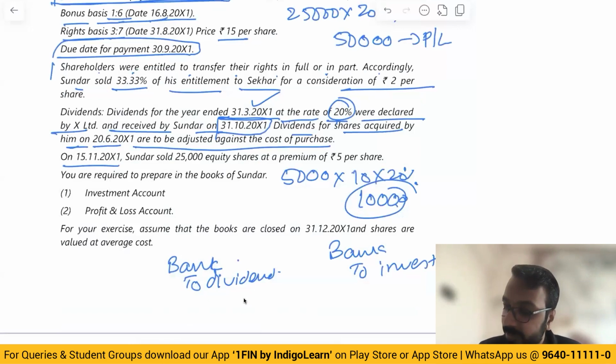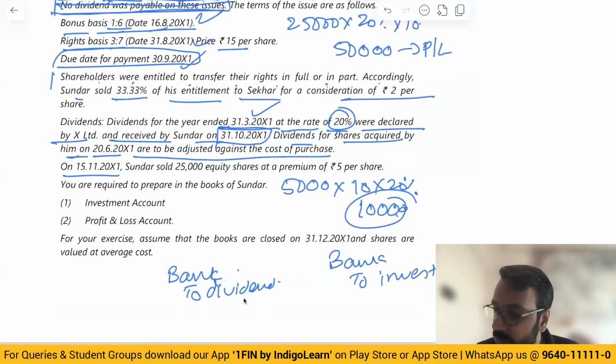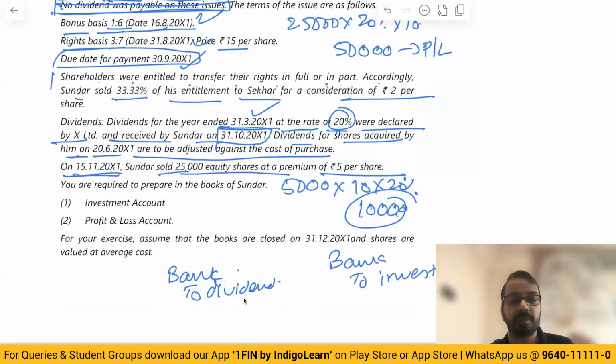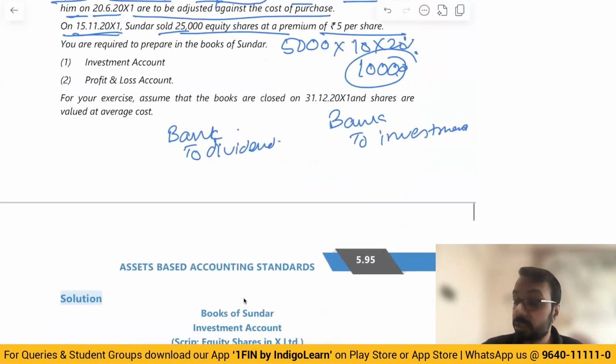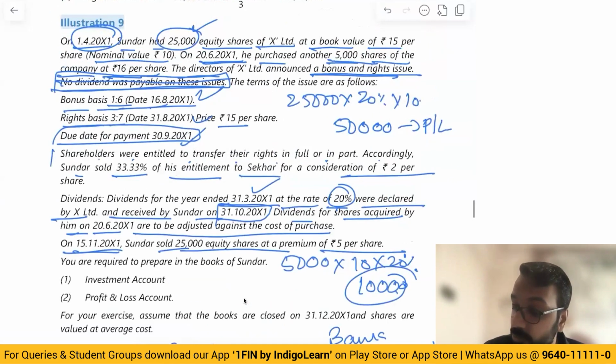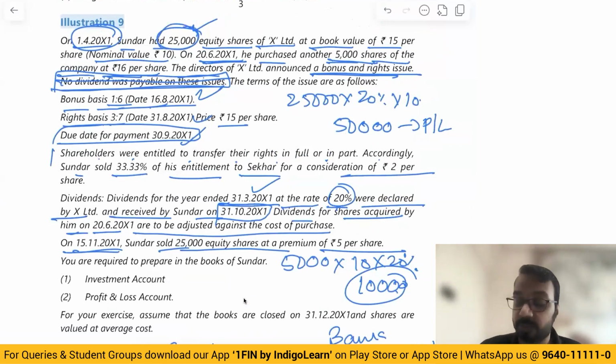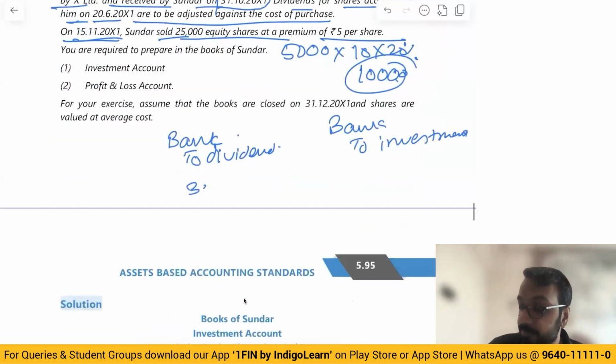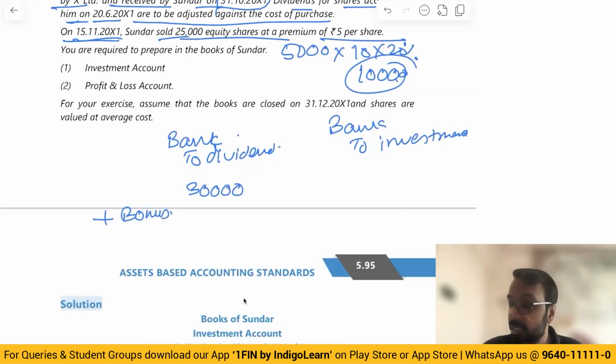Then on 15th November, after all of this, Sundar sold 25,000 shares at a premium of 5%. Technically, there is nothing called premium. The sale price, what they mean is, it is 15. Now, the most important thing here is, we started with how many shares? 25,000 shares. Then we purchased another 5,000 shares. So we have 30,000 shares. Plus we got bonus. The bonus is 1/6, so 1/6 of 30,000. We got 5,000. This makes it 35,000.